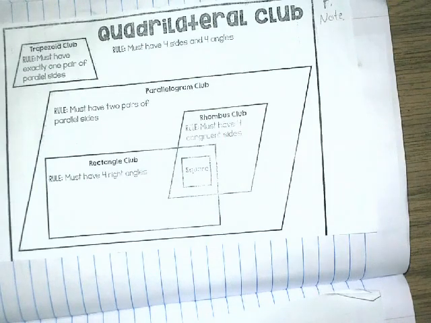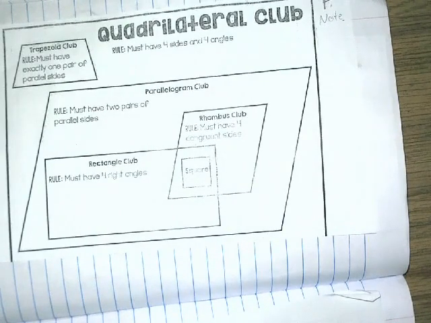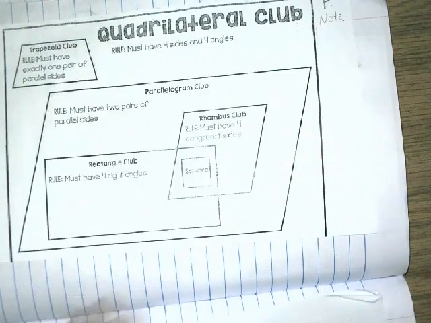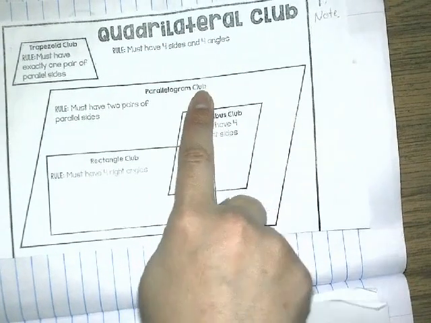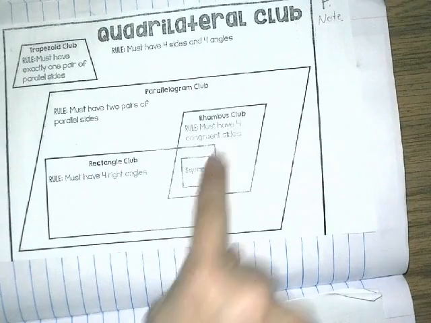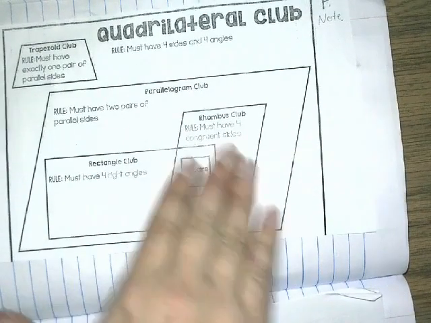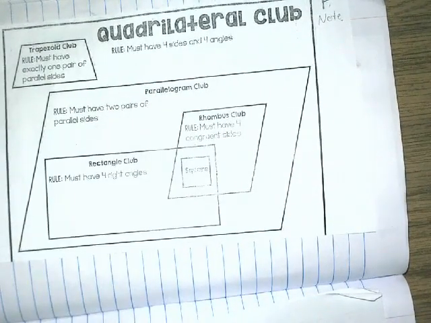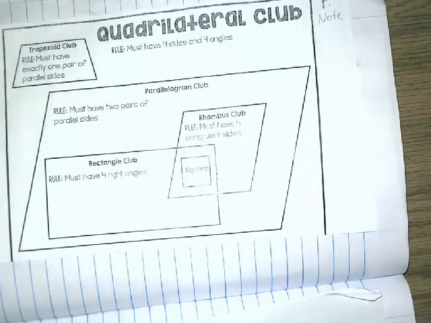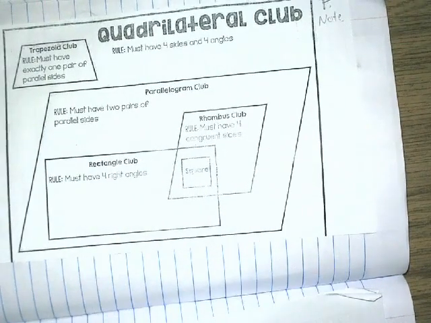Which is why it's off on its own. Then the next one in the quadrilateral club is the parallelogram club. To be in the parallelogram club, the quadrilateral just needs to have 2 pairs of parallel sides. And so looking at this picture, inside the parallelogram club, we also have a rectangle, a square, and a rhombus. The reason they're inside the parallelogram club is because all those shapes, including a parallelogram, have 2 pairs of parallel sides. So this side and this side would be parallel, and this one would be parallel.